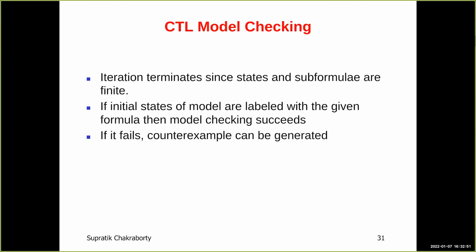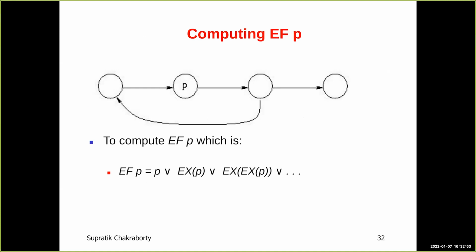Okay. So let's see. Suppose I have a state transition diagram like this, and I want to figure out which states will satisfy EFP. So I say, okay, EFP means this, either P is true now or P is true one step down the line, or one step down the line, I can see some state where one step down the line P is true, and so on.